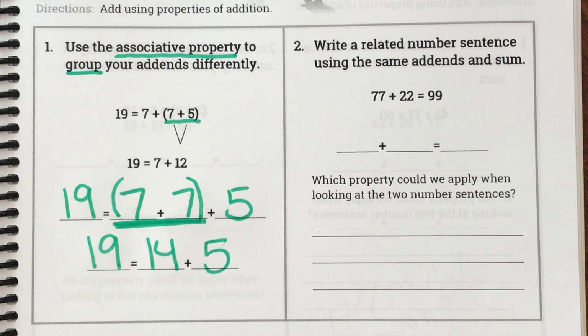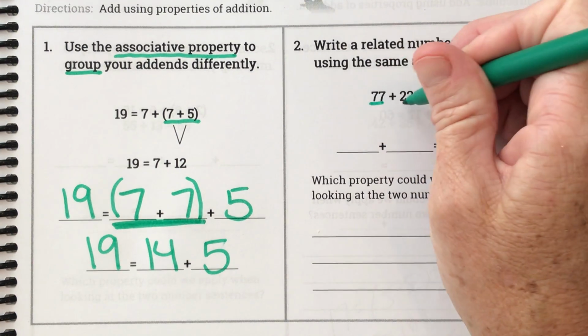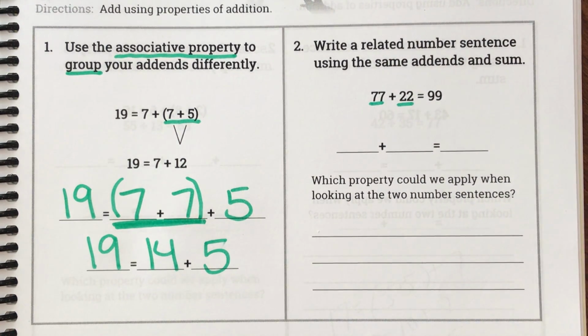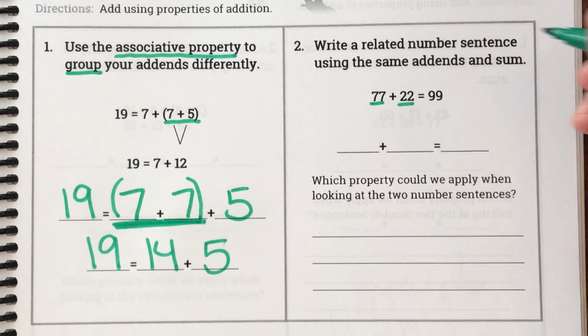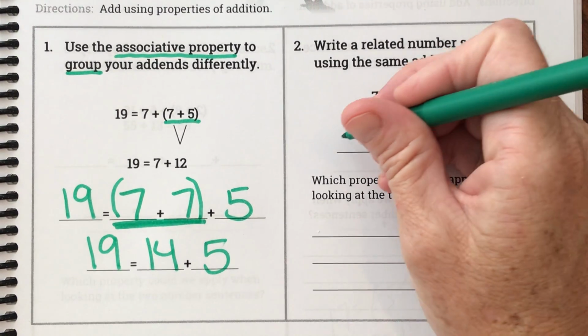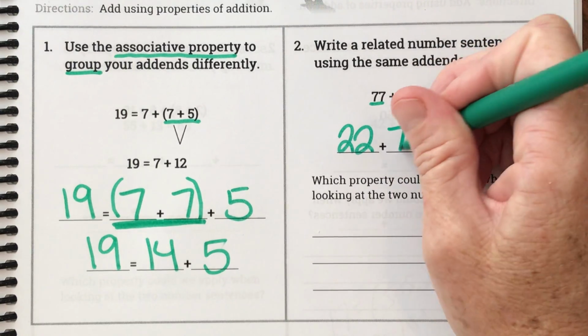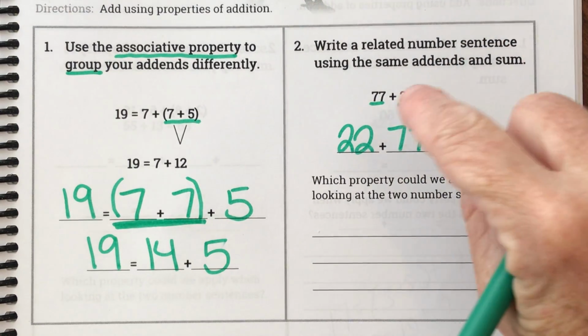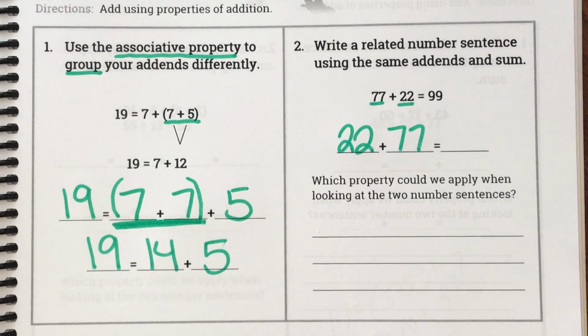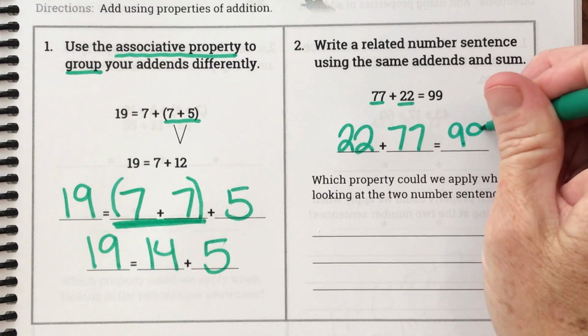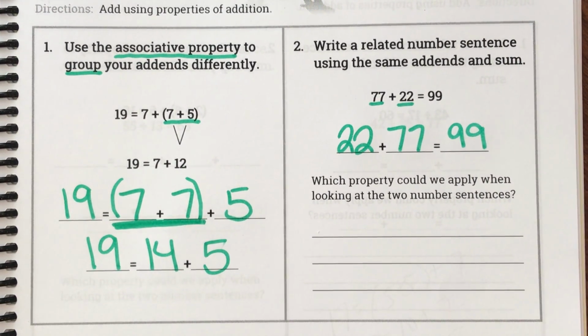Okay, the next one says write a related number sentence using the same addends and sum. So if I look, I only have 2 addends. So I can't use the associative property, but we could use the commutative. And the commutative tells me that I can put them in any order. Commutative means order. So let's switch the order. Let's put the 22 first and the 77 second. So we just took our 2 addends and flipped the order. And our sum will still remain 99.